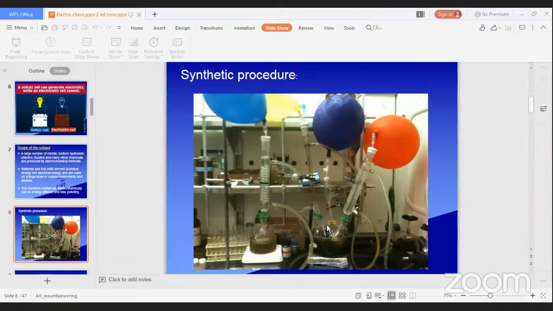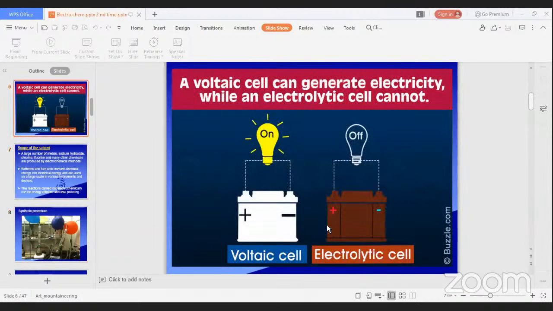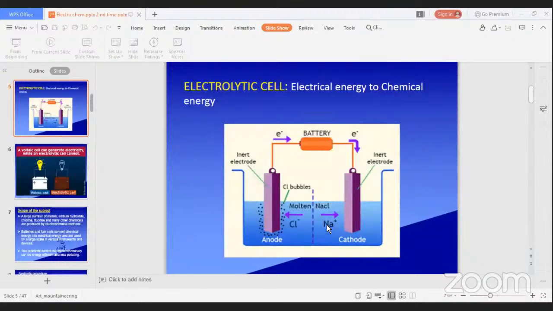Whereas in electrochemistry, very few byproducts form, and if any byproducts form, we can use them too. For example, in the electrolysis of sodium chloride along with sodium hydroxide, hydrogen gas as well as chlorine gas will be evolved, and that is also used.